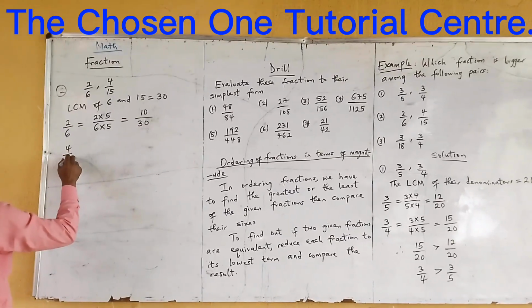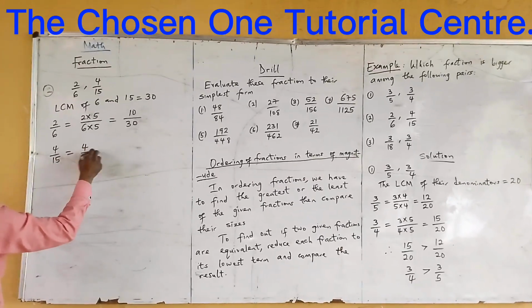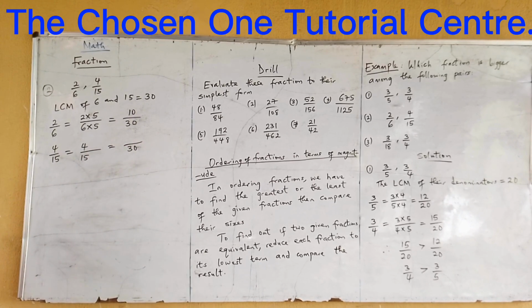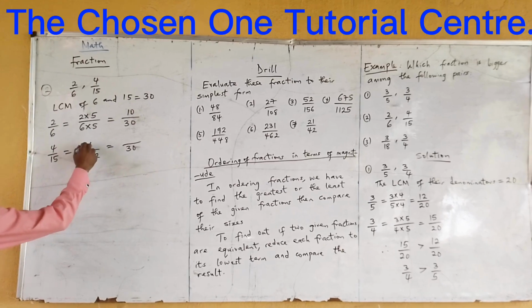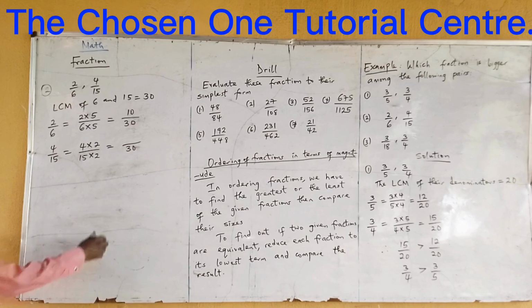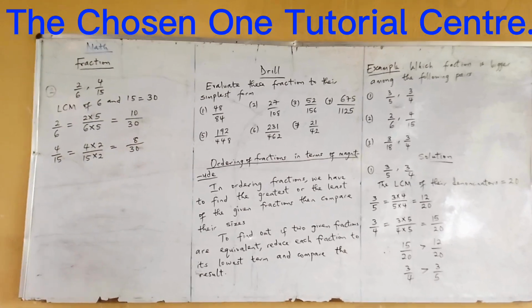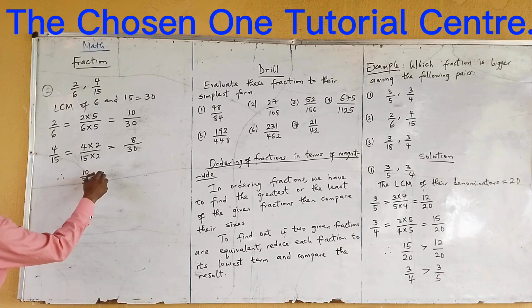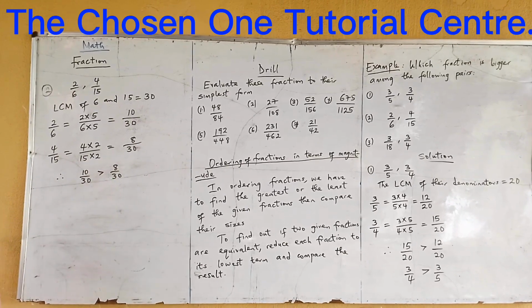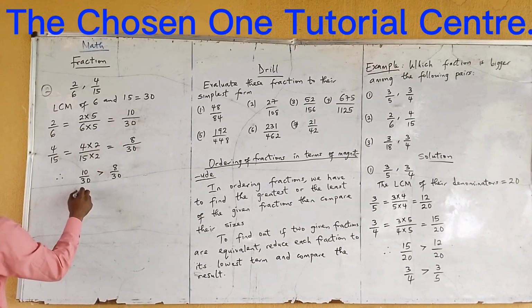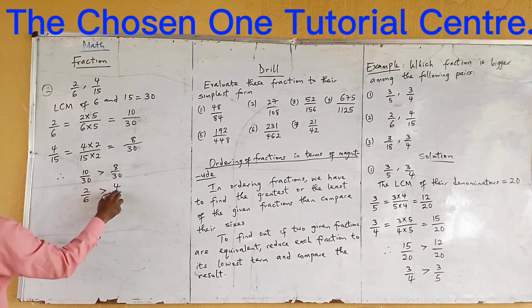Then we have 4 over 15. Don't forget that we are expected to have 30 as our denominator here. So that means we are going to multiply 15 by 2. And don't forget that whatever we use to multiply the denominator value, that's the same value we are going to use to multiply the numerator value. So we are going to have 8 over 30. So therefore, 10 over 30 is greater than 8 over 30. Don't forget that 2 over 6 is equivalent to 10 over 30. Therefore, 2 over 6 is greater than 4 over 15.